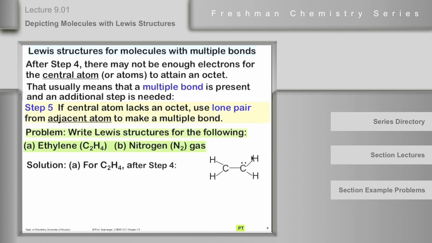Well, this carbon's fine. It's got 8 electrons. But this carbon has 6 electrons. You cannot leave a carbon with 6 electrons. It will need psychiatric help after a short period of time if you do that.